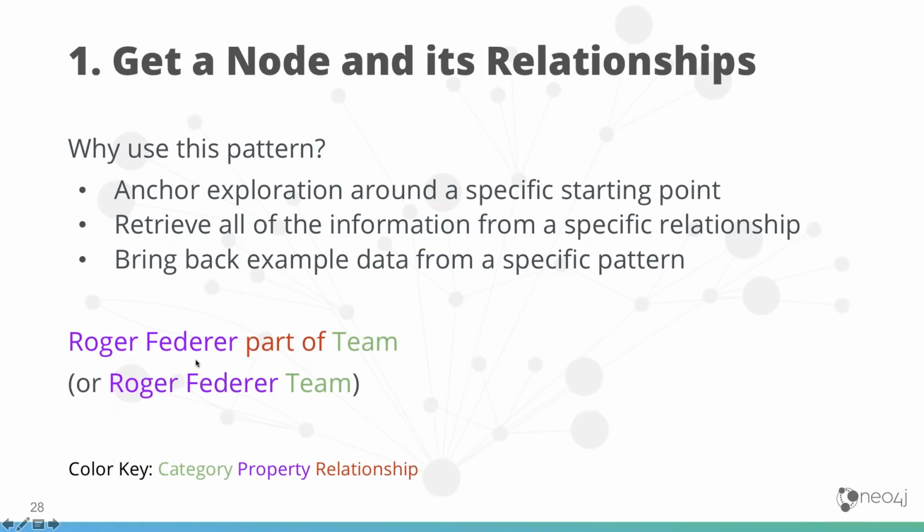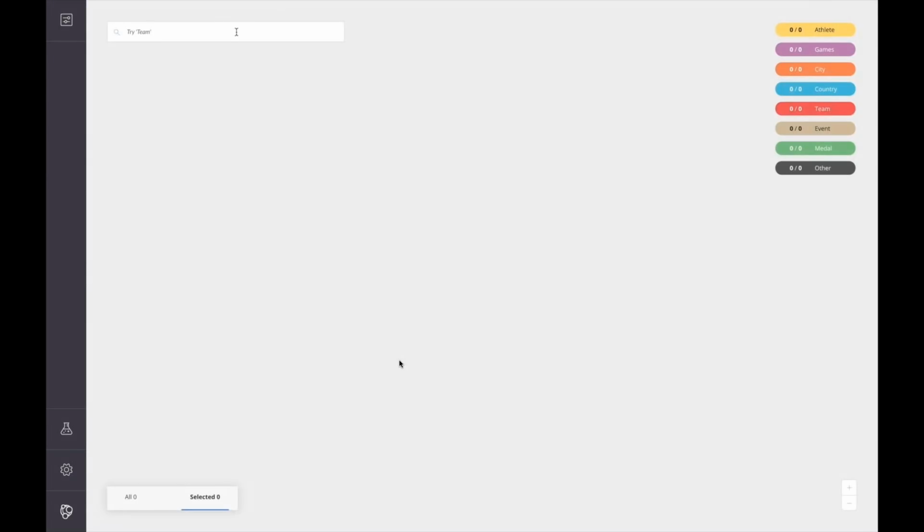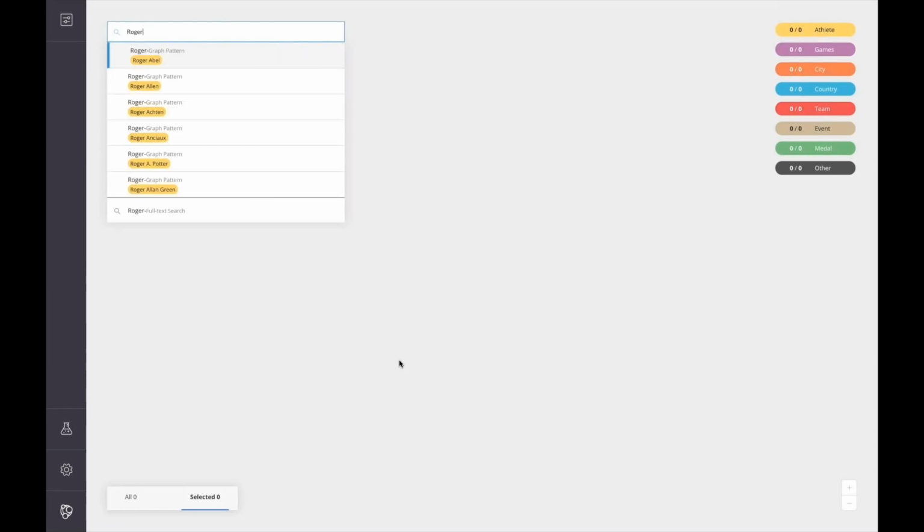And so we can take a look at what Roger Federer has done from this particular data set. Here's Roger Federer, which is a particular node, with a property, because that's the name of an athlete. And then Roger Federer was part of, which is a relationship, some teams. The teams are nodes, and also represented as categories inside of Bloom. So let's take a look.